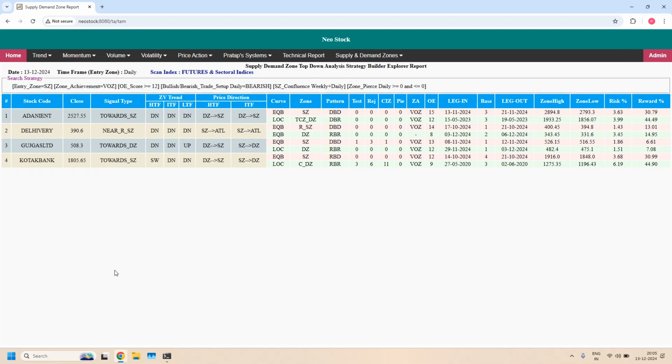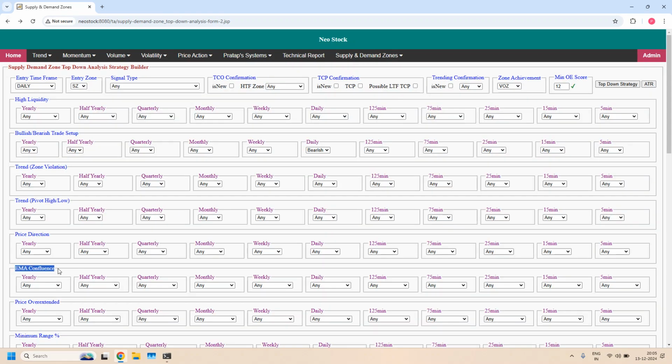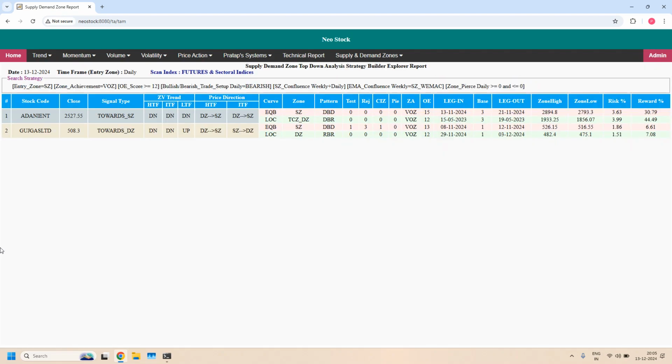Okay, now further we can filter these stocks for high probability setups based on weekly supply zone with weekly EMA confluence, because the daily zone is part of the weekly zone. Weekly trend is down, and if the weekly supply zone is having weekly EMA confluence, there could be even more high probability trade setup supported stock. So with this filter, we got 2 stocks.